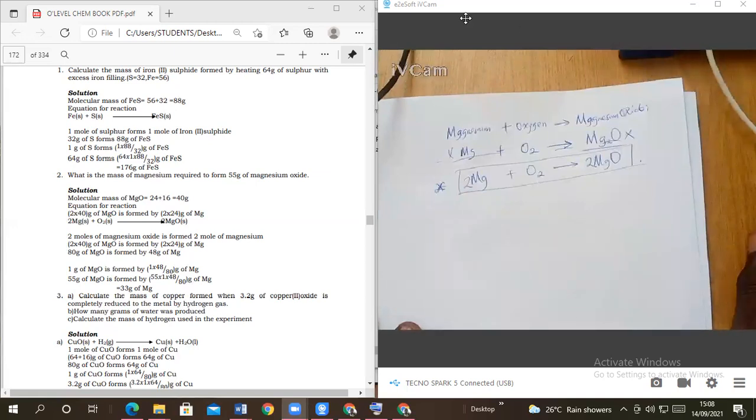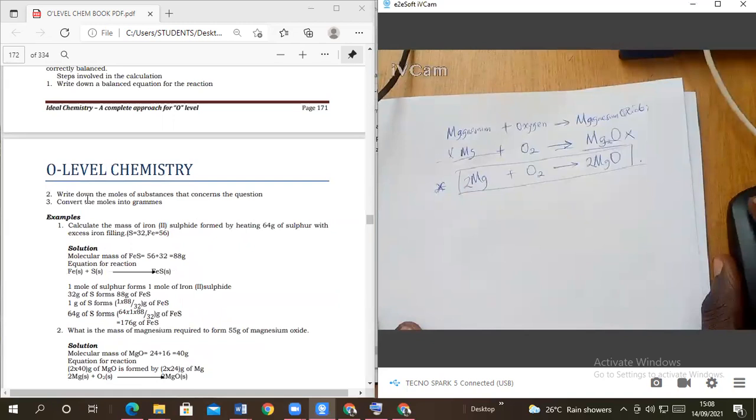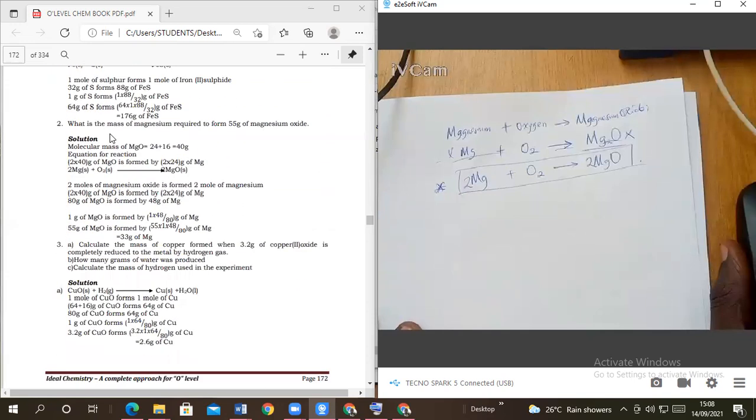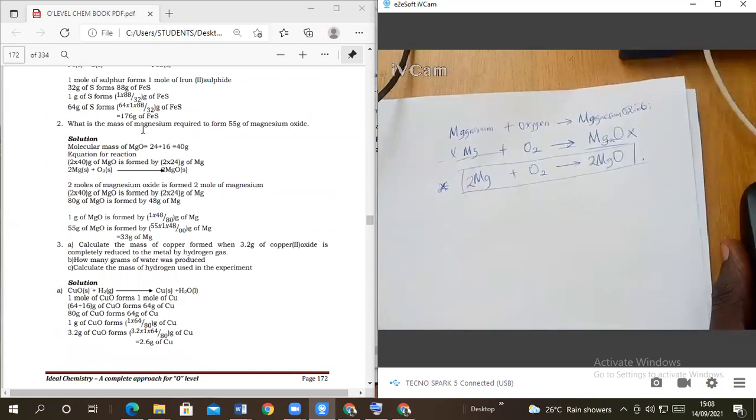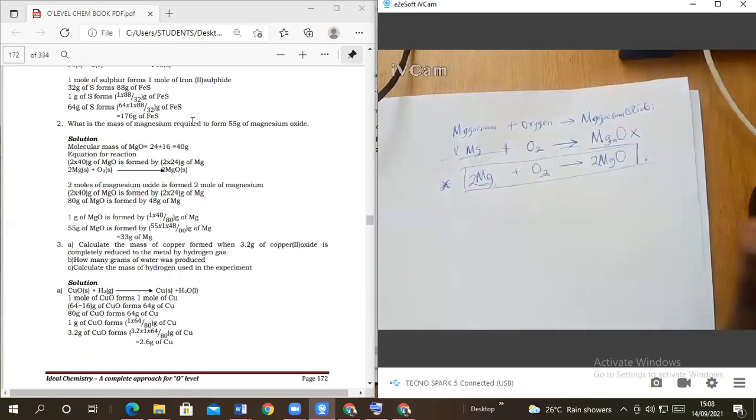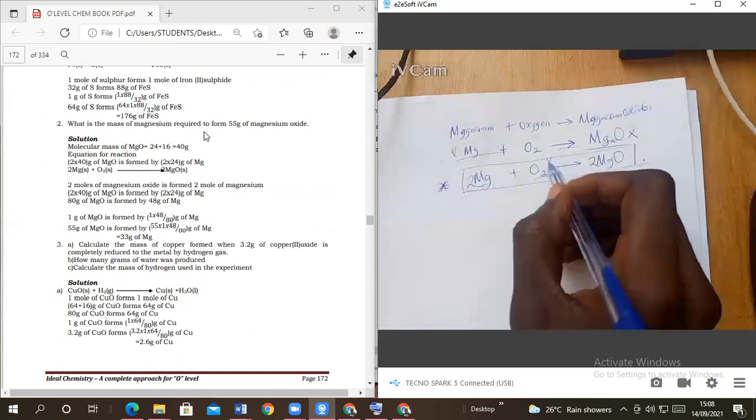What follows? Yes? What follows after writing a well-balanced equation? If you look at Roman 2, it is saying write down the moles of substances that concern the equation. Somebody tell me what is so important here? In our reactors, we have magnesium and oxygen. Which one are they talking about in the equation? Magnesium. And what? Magnesium oxide. The magnesium and magnesium oxide. So we are not going to touch on anything about oxygen.